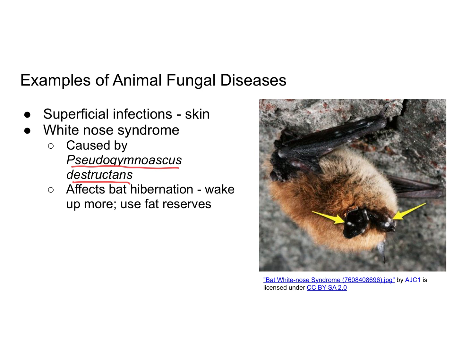So they die due to lack of energy, or when they wake up from their hibernation, they don't have the energy needed to go out and forage for food. And you can see this picture here. You can see these little white spots on the bat's nose, and this is that fungus.